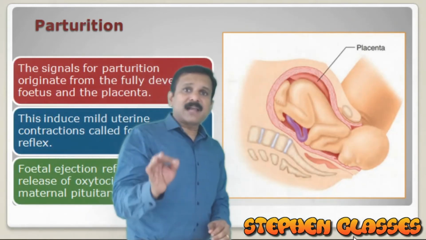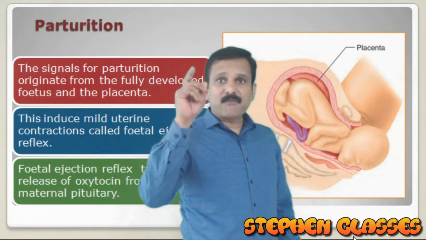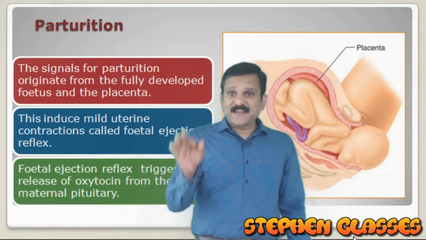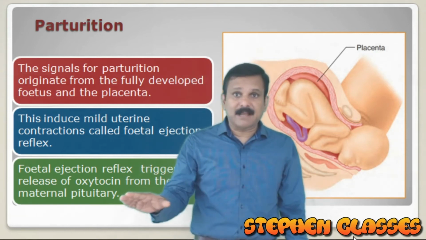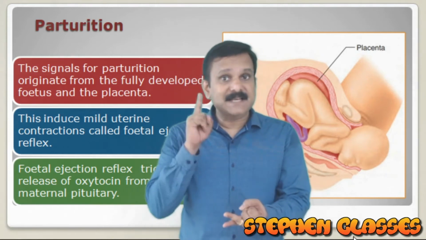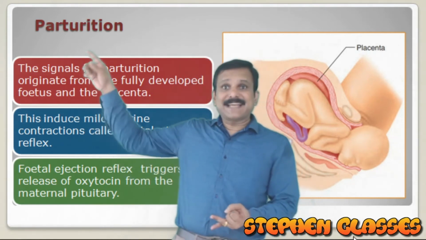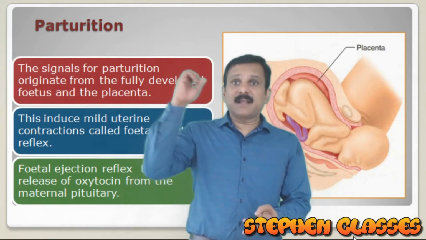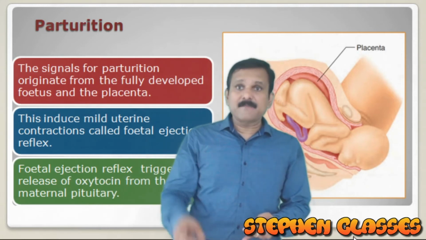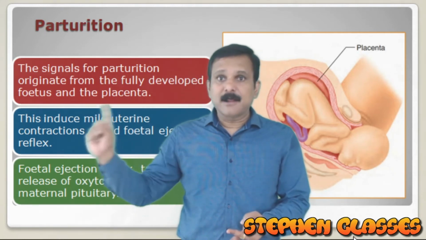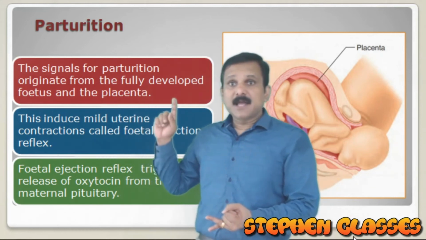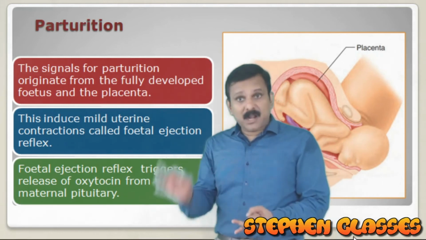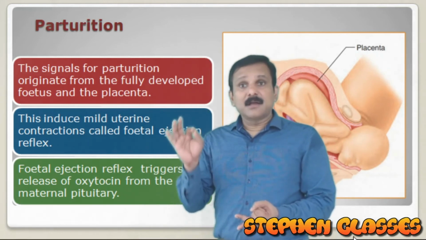The signal for parturition will originate from a fully developed fetus and placenta. I repeat, when the fetus and placenta are fully developed, not only the fetus but also the placenta, some signals will be sent. These signals are actually some factors. So there will be a release of some factors from a fully developed fetus and placenta. And this will cause mild uterine contractions.